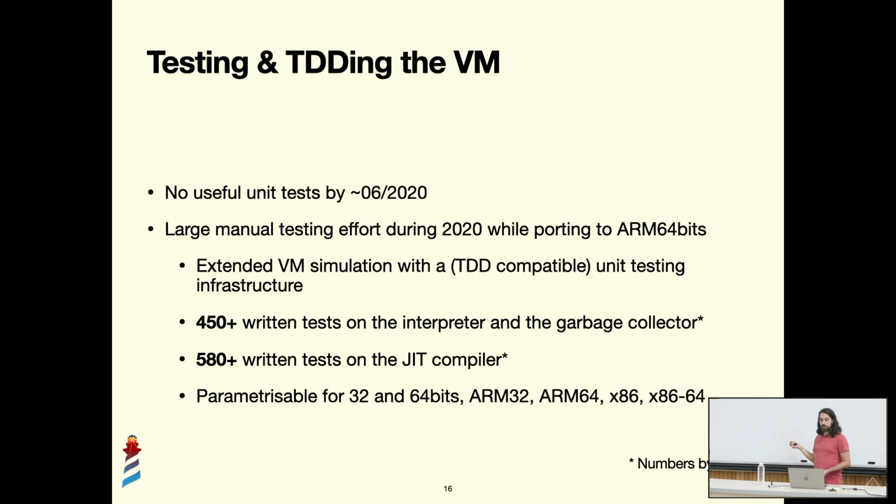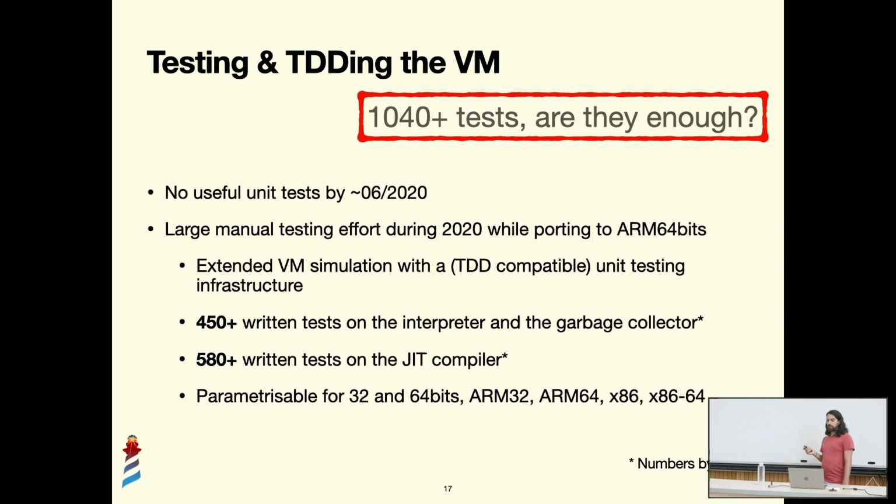With this infrastructure, we built, since June 2020, around 450 tests on the interpreter and the garbage collector, and 580 tests. These numbers are from May 2021. But we have a lot of handwritten tests like this, and they are parameterizable in 32 bits, 64 bits, ARM, Intel. Now there is RISC-V, which I will talk about a bit later. So we had at this time around 1,000 tests that were handwritten.